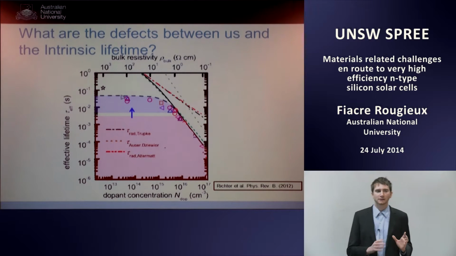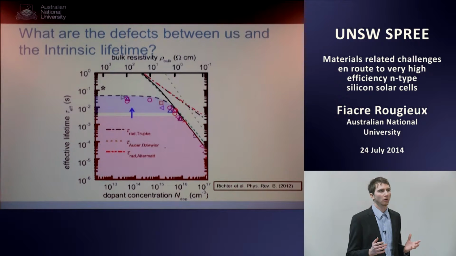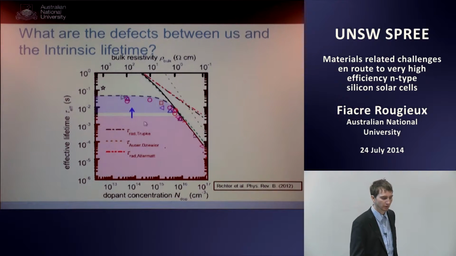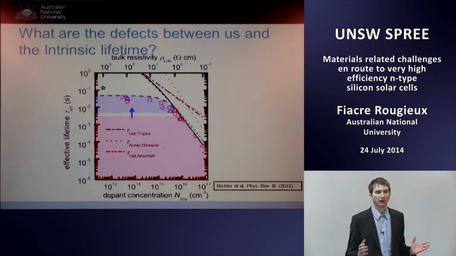The question we're really asking here is, what are the defects between us and the intrinsic lifetime? This graph shows you a recent parameterization of the intrinsic lifetime in silicon. So this is the effective lifetime as a function of dopant density here, or bulk resistivity here. For a typical high efficiency N-type solar cell, we're going to be between 4 to 15 ohm centimeters. So we're going to be in this region here, okay? And what we can expect is 10, 20, 30 millisecond lifetime, okay?